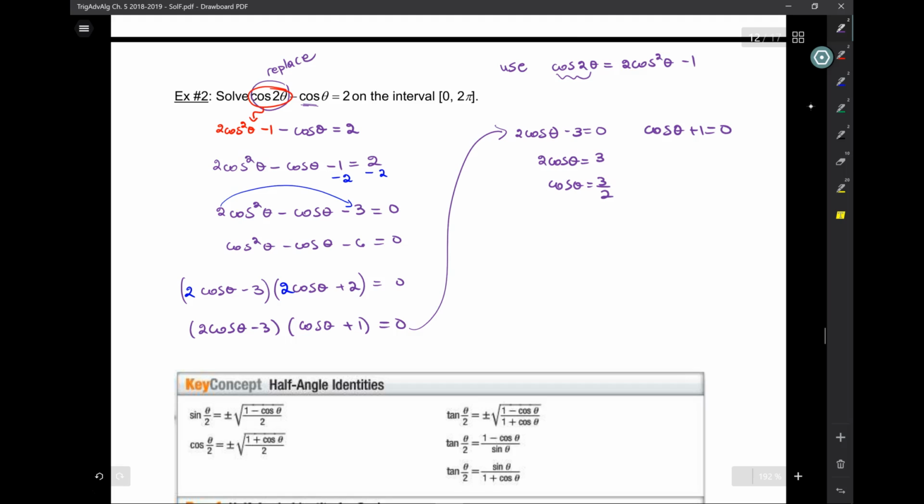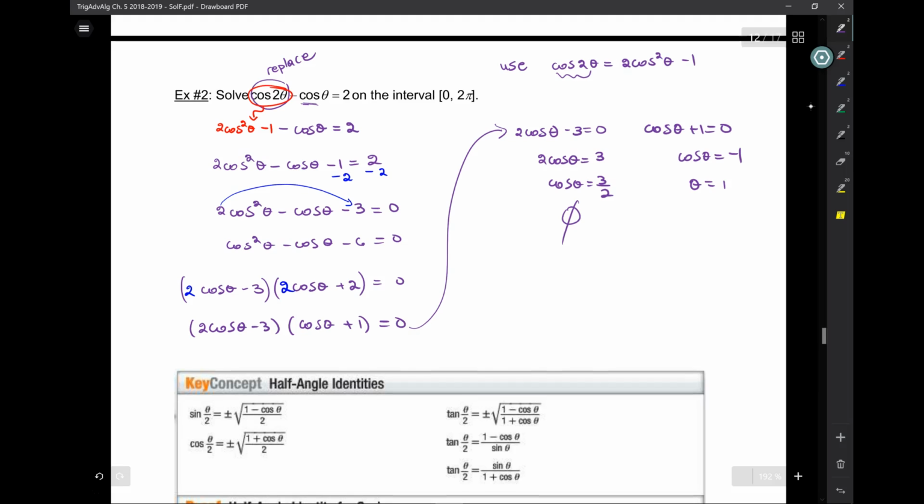What's up with that? Can we do that? What's 3 over 2? How much is it equal to? Is that 1.5? Can cosine equal something greater than 1? No. So that doesn't work. Here, cosine theta equals negative 1. That we could do, right? So what's theta? Where is cosine equal to negative 1? At pi. And so that's it. Theta is pi. All right? And I'll stop here for today.